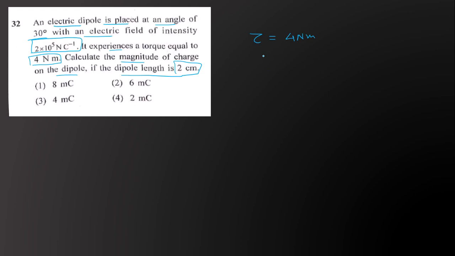So this is torque. Then the electric field intensity is 2 into 10 power 5 Newton per coulomb. It is given in SI unit. Angle given is 30 degrees, and the dipole length is given as 2 centimeter. We should not write down 2 here, so it is the total length. Now let me write down the formula. This magnitude of torque is nothing but P multiplied by E sine of theta.